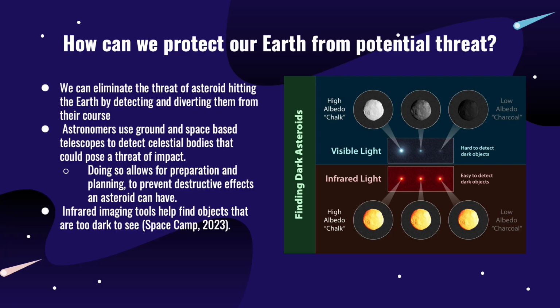Astronomers use ground and space-based telescopes to detect different bodies out there that could pose a threat of impacting the Earth. In addition, infrared imaging tools help us find objects that are too dark to see through the light, as mentioned by Space Camp 2022. So we do get surprises that come our way. What can we do, as I mentioned earlier, to protect the planet from cosmic dangers? Early detection is the key. If astronomers find a dangerous object, there are 4 ways to mitigate a disaster.